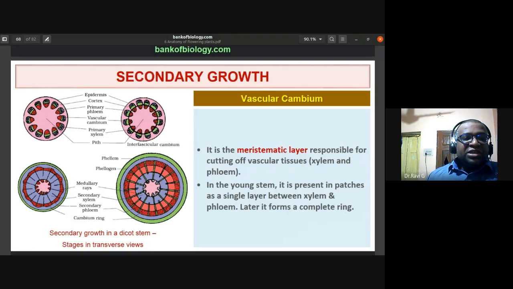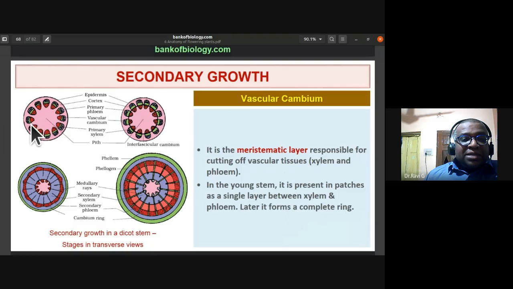See in the first diagram, there is a ring-like arrangement of vascular bundles. This is a young stem, and within this vascular bundle you can find the intrafascicular cambium, present in patches between the xylem and phloem. Now the medullary rays, which are found between the vascular bundles, differentiate. Rather, we use the term de-differentiate to form interfascicular cambium. So already there was intrafascicular cambium.